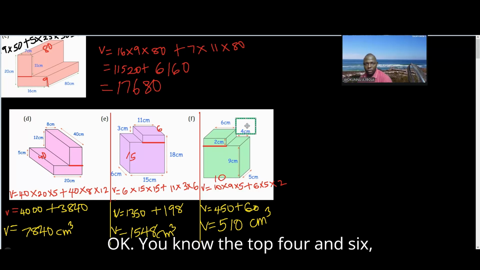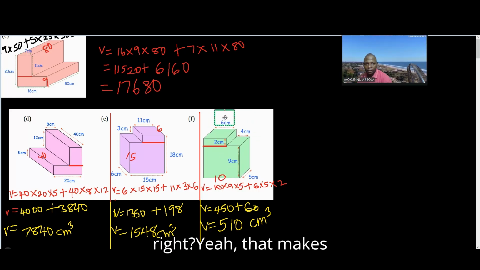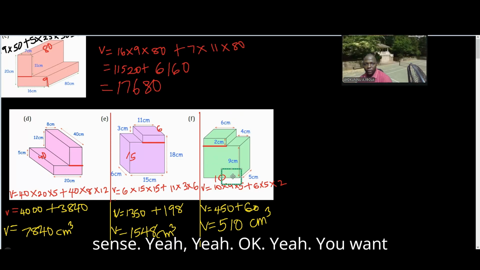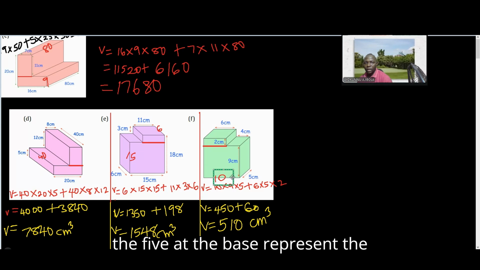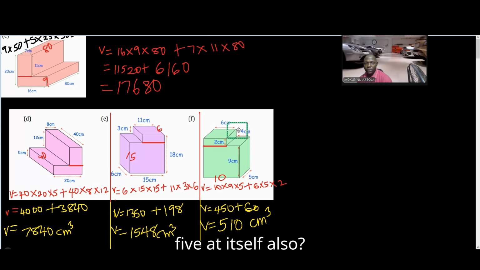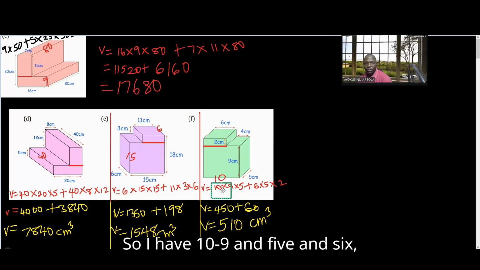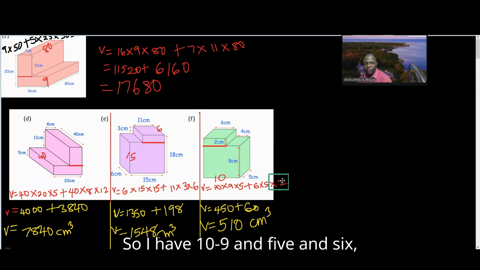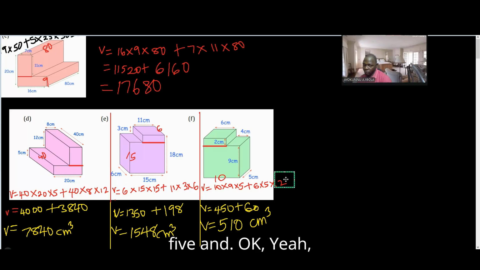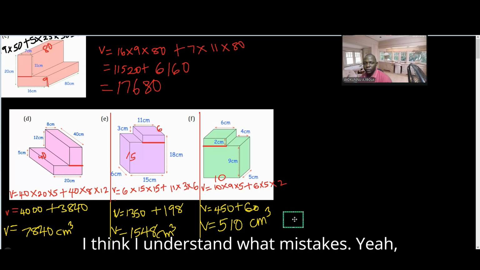You know the top 4 and 6, right? Yes. That makes up the 10 for the base at the bottom. Of course, the 5 at the base represents the 5 at the top also. So I have 10, 9, and 5, then 6, 5, and 2. Okay, yeah. I think I understand the mistake.